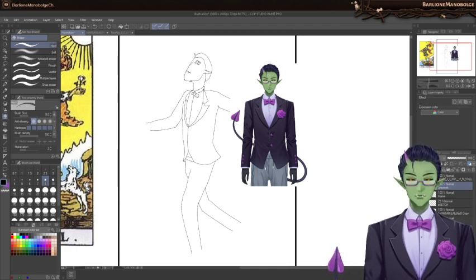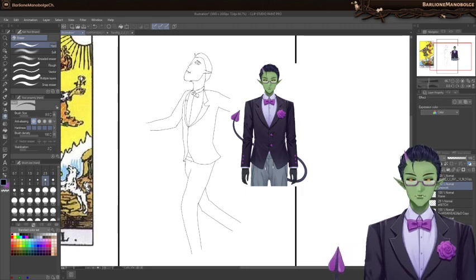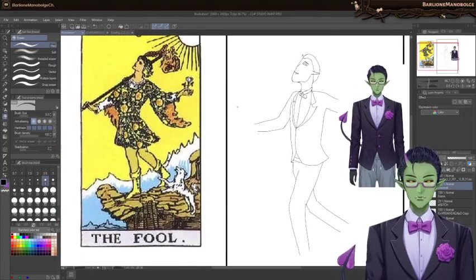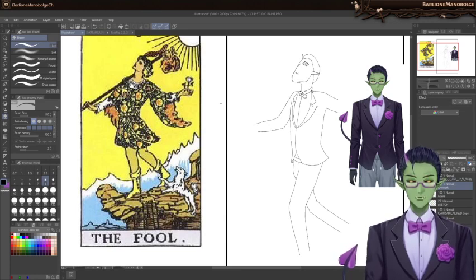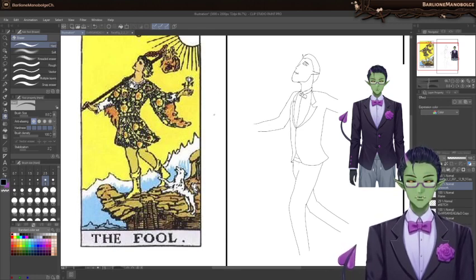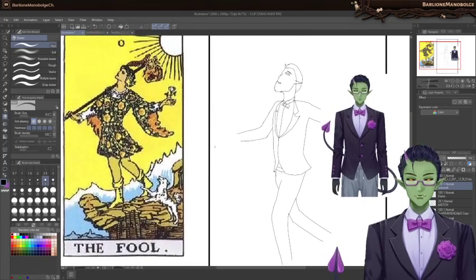Oh, and I can't forget my rose. It's going to be a pain to draw, probably even more so than the bow tie. But for now, I think that's not too bad. Could obviously be far better. I think it's a good start.